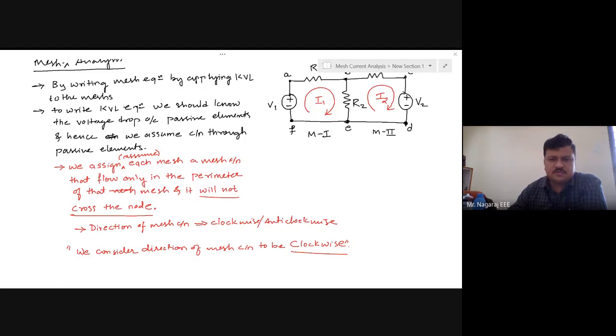So in the next class, we will look into the steps to be followed in application of mesh current analysis, and then we will apply directly to the circuit examples.